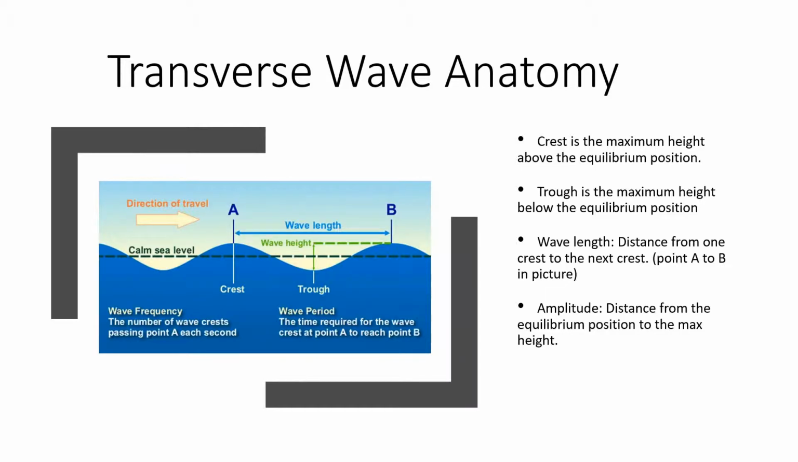Okay? The wave frequency is the number of wave crests passing point A each second in this particular picture, while the period would be the time required to go from A to B. So the time required to go one full wavelength is the period, while the frequency is how many waves go through each second. Very closely related values. And we're going to use that mathematical relationship later on in this video.